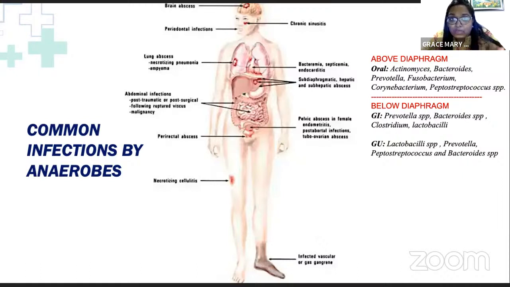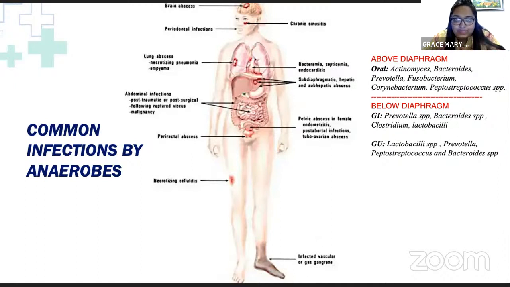But when it comes to below the diaphragm, your GI, you have Clostridium, you have Lactobacillus. Okay, so based on this, our therapy might change, because one major way to see it is below diaphragm, metronidazole, above diaphragm, clindamycin. That is something that has been commonly taught. So that's easy to just keep in your mind, but you'll also have to keep in mind the resistance patterns, so that you can come up with the best possible drug.